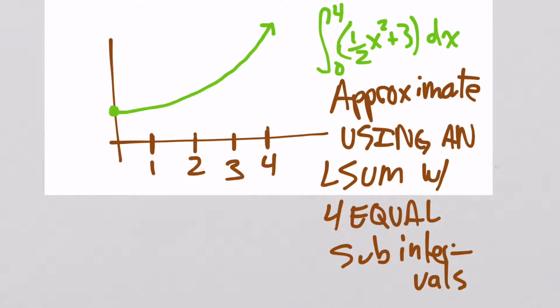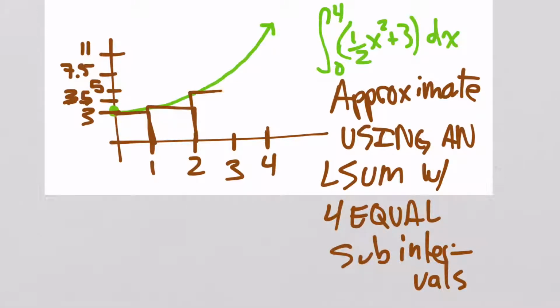All right, let's say we're given a definite integral from 0 to 4 of the function 1/2 x squared plus 3 dx, and we're told we want to approximate using an L sum with 4 equal subintervals. So if I'm doing 4 equal subintervals, each rectangle has a width of 1, because I'm going from 0 to 4, and there are 4 equal pieces. So I can draw my rectangles in. If I'm doing a left sum, they're going to look like this.